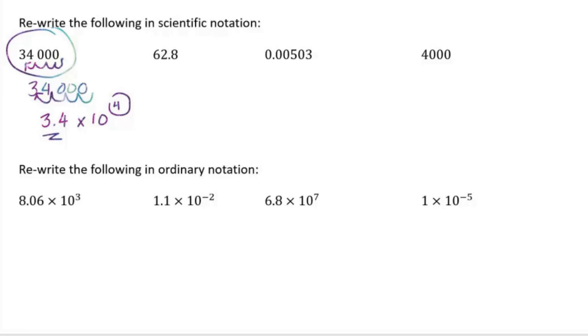Similarly here, 62.8, well, the decimal isn't quite in the right spot for scientific notation. I'm going to move it 1 to the left, so I only have a 6 to the left. So I have 6.28. And is 62 a relatively large number compared to 6? Absolutely. So I'll take the 10 and raise it to the power of a positive exponent. And in this case, just to the 1.